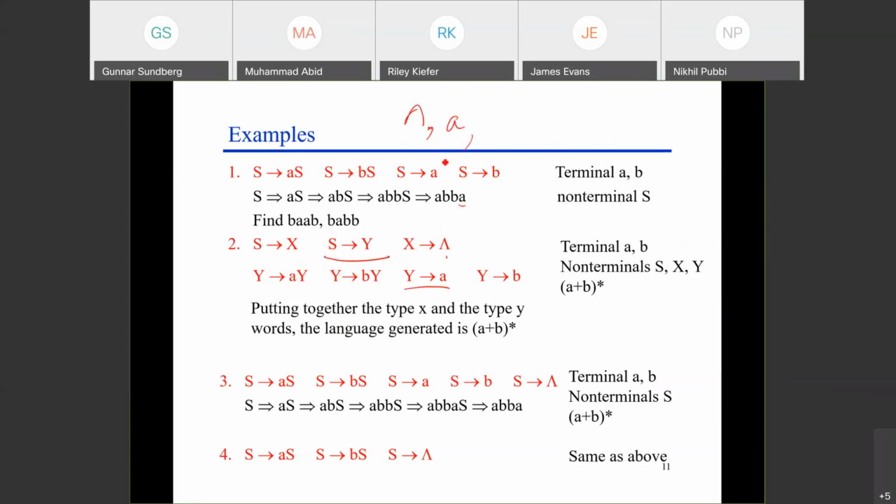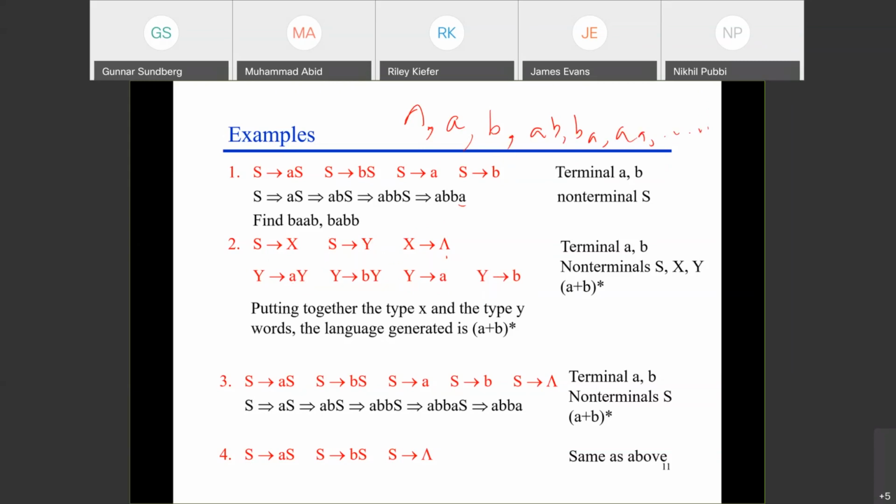Can you generate b also? Yes. S can be Y, Y can be b. Can you generate a, b? Here, S can be Y, and Y can be aY, and this Y can be b. So a, b, b, a. So this is ongoing. This is (a plus b) whole star. So you can generate anything with this. This is an infinite language, okay? But this is a regular language. You see that? So you can generate it with this grammar here.